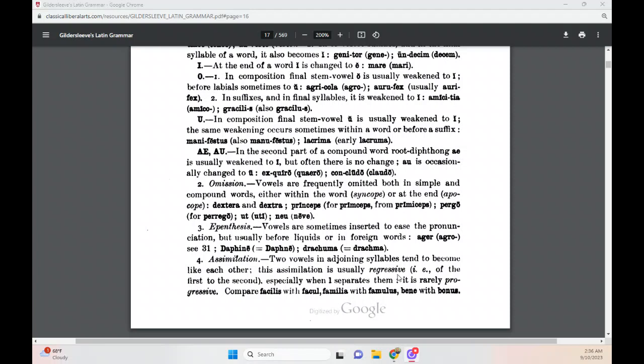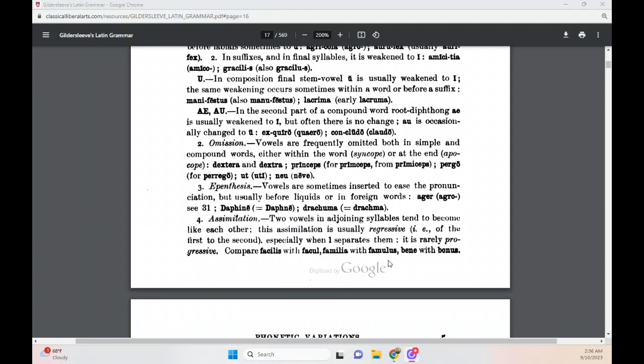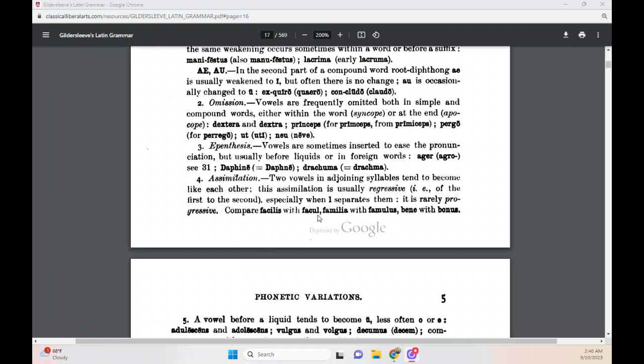Sometimes this is regressive. The first vowel becomes like the second vowel. Sometimes it is progressive, the other way around. So we've got examples here. Here, for example, we see in the ending here we have the u, but in a related word where the ending is is, we have the is sound in the ending, which is necessary. The vowel in the stem assimilates to become like it, to make it easier to pronounce.